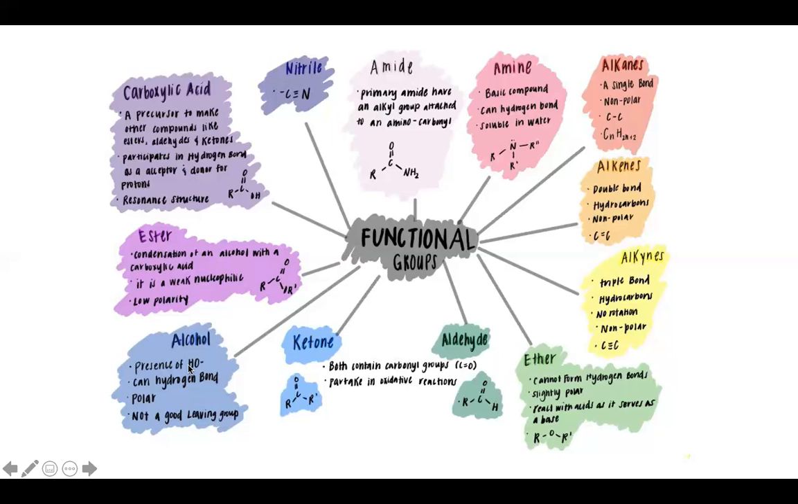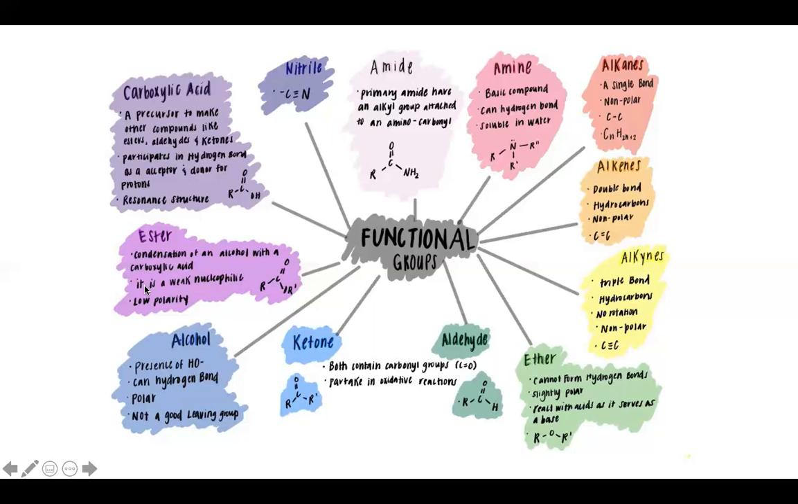Next is alcohols. The structure of alcohols is also very similar to water. It is an oxygen bound to one hydrogen and an R group. Due to the presence of the OH, alcohols can hydrogen bond, and this leads to a higher boiling point compared to their parent alkanes. Alcohols are polar in nature, and this is attributed to the difference in electronegativity between the carbon and the oxygen atoms. Alcohols often cannot leave the molecule on their own, so they are a poor leaving group. And you will see more of that in organic chemistry.